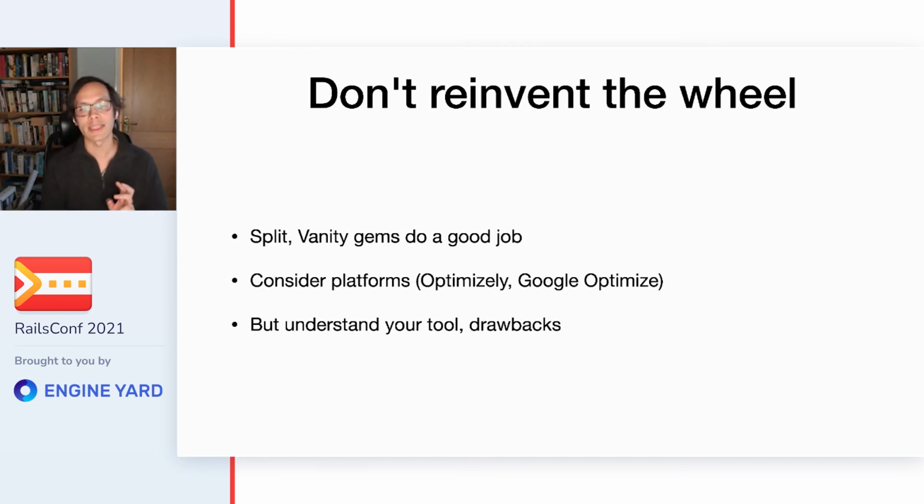You need to understand, when is it allocating users to groups? How is it doing that? What method is it using for doing its significance calculations? For example, Google Optimize uses Bayesian methods. You should be on top of those things.